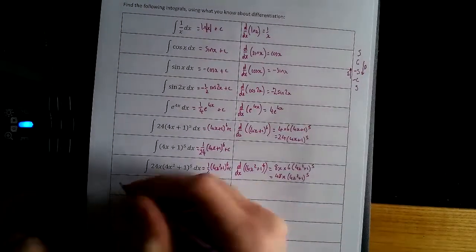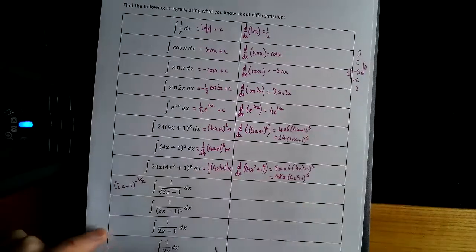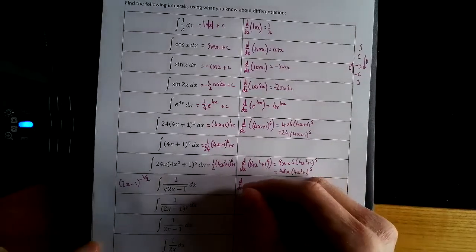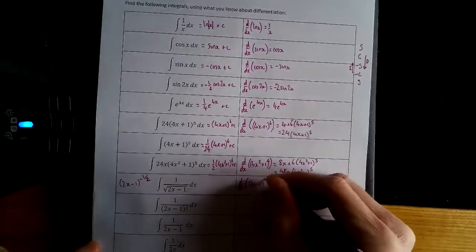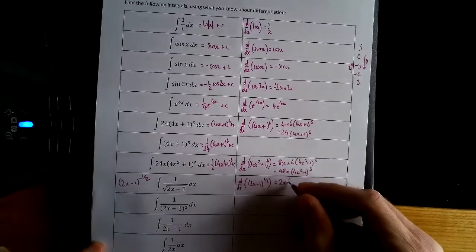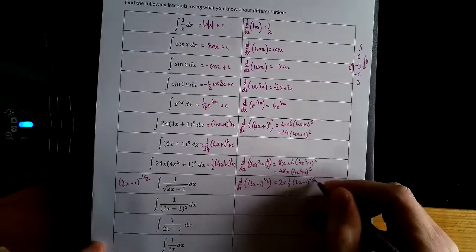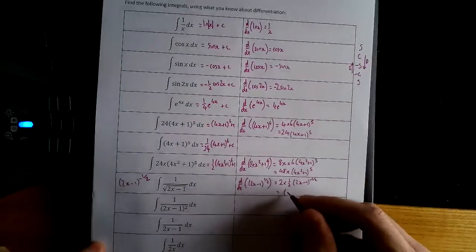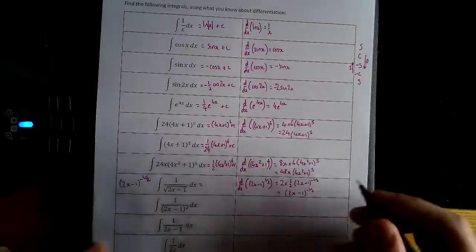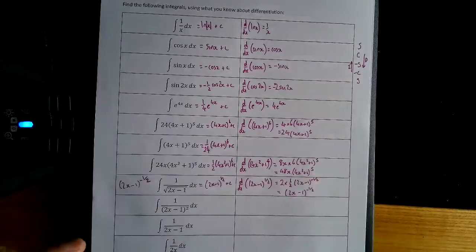This thing here, I'm going to rewrite that as (2x minus 1) to the power minus a half. Well, what differentiates to give us something like that? It'll be power of a half. So if I try differentiating (2x minus 1) to the power of a half, I get differentiate the bracket, 2, times the power of a half, take away 1 from the power. So the 2 and a half cancel out. So (2x minus 1) to the minus half. That's what we wanted. So it's just (2x minus 1) to the power of a half divided by a half, plus c.